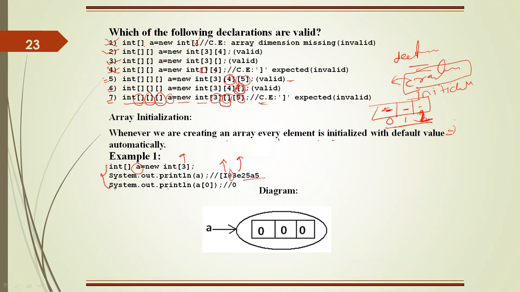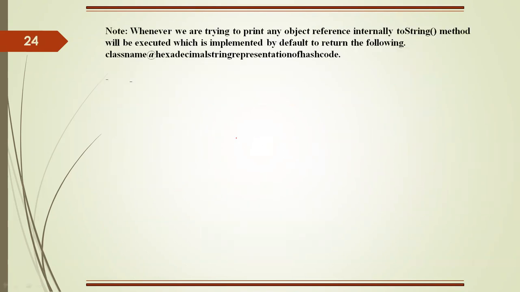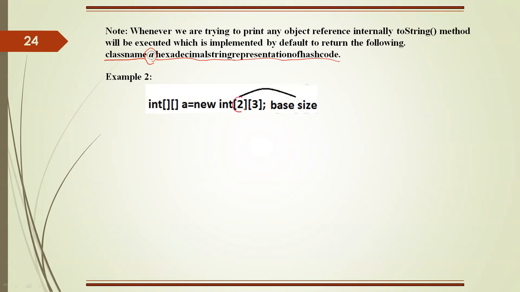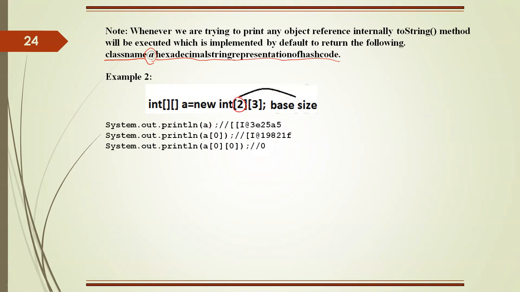Now here you can see System.out.println of the 0th position. Here is the 0th position, is there anything? No, so it will return 0. So this is a sample also, but a little point up. Now this is what I told you: first it shows the class name, then at the rate, hexadecimal, then string representation and hash code. I have told you this is the base value, base size. So here, this is the class name, at the rate, hexadecimal, string representation with hash code, this one.